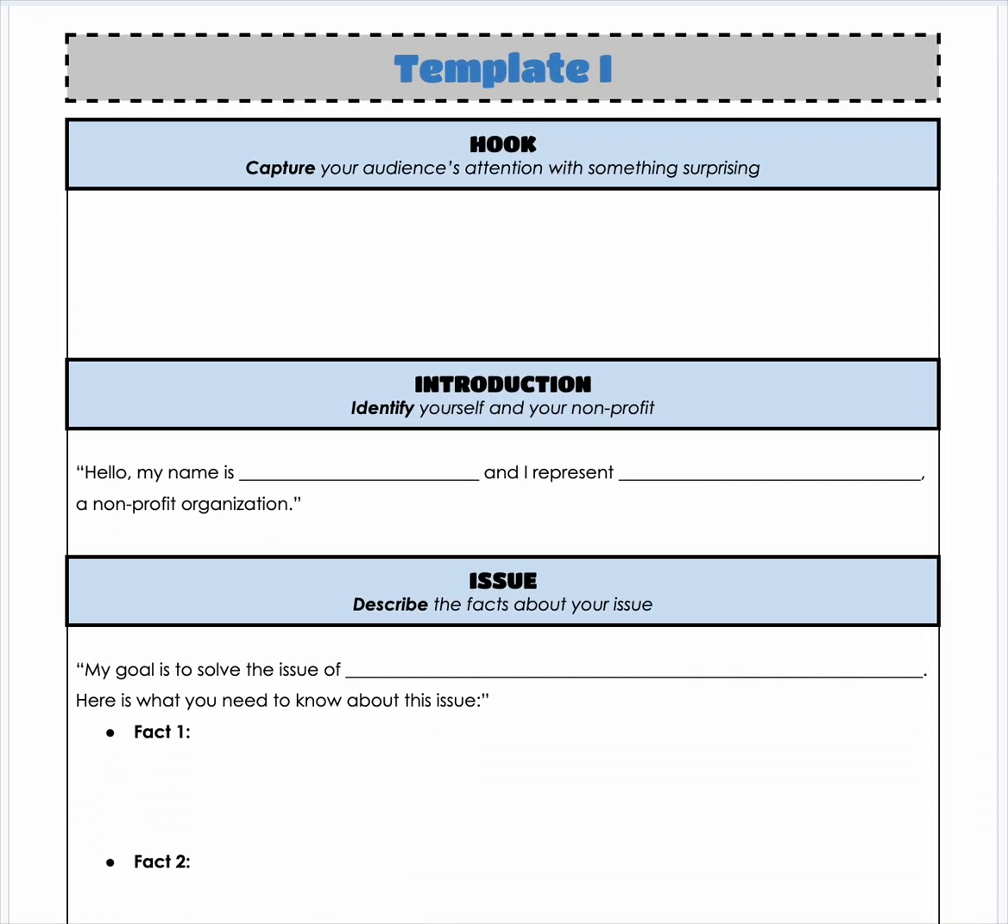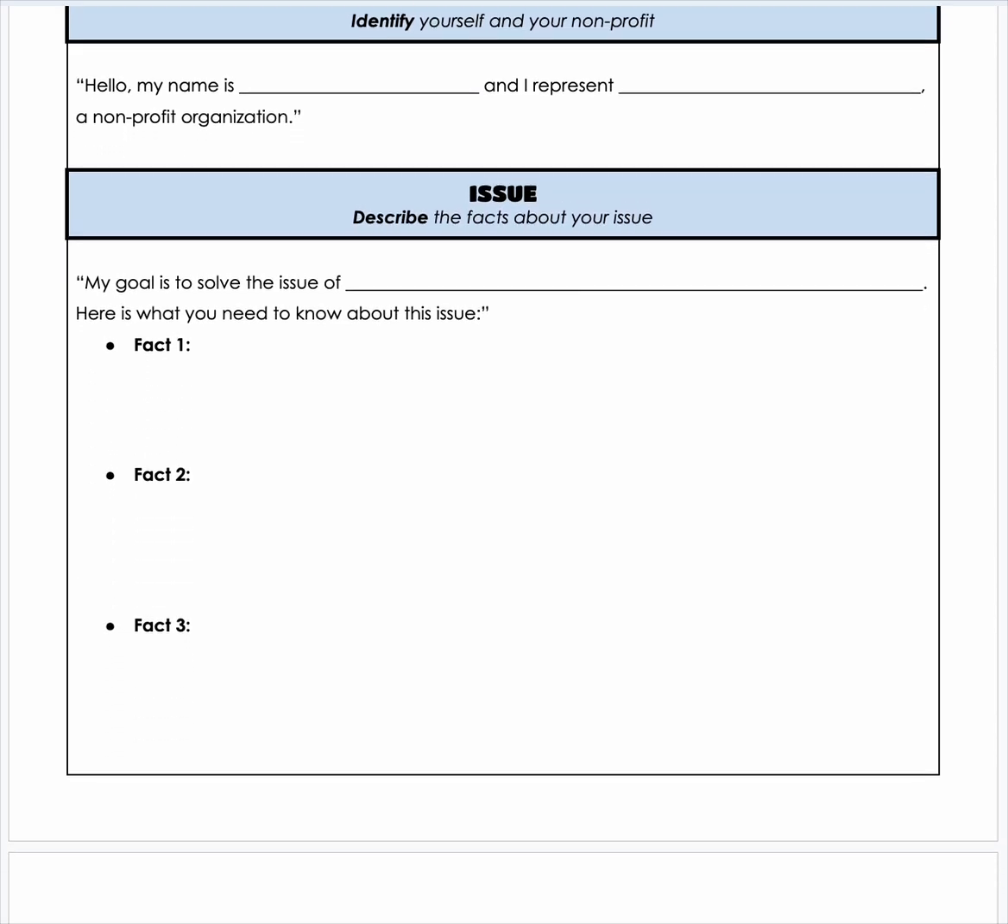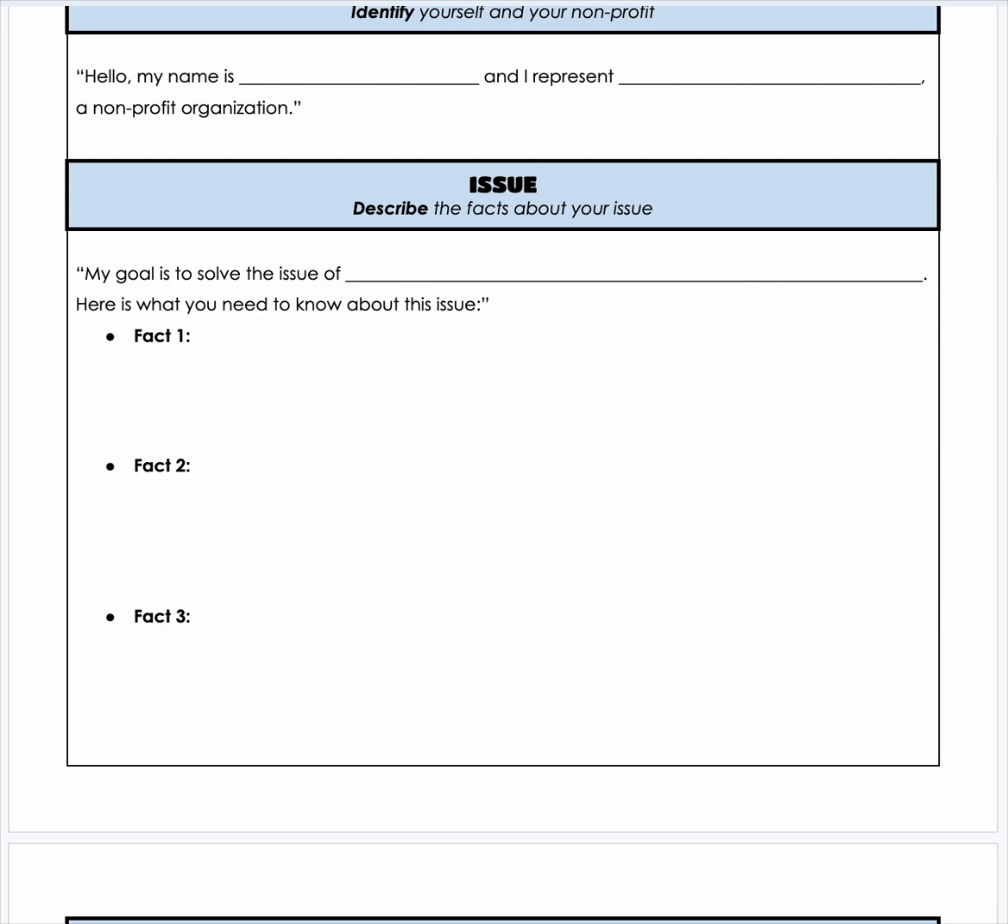So template number 1 is very cookie cutter. It's very structured and it's essentially plug and play. So this one is very simple and that's kind of a helpful thing. Template number 1 begins with your hook. What are you going to do to grab people's attention? And then a space for you to introduce yourself, essentially just filling in the blanks to identify yourself and your nonprofit. Then you're going to describe your issue by listing several specific facts about the issue that you have selected.